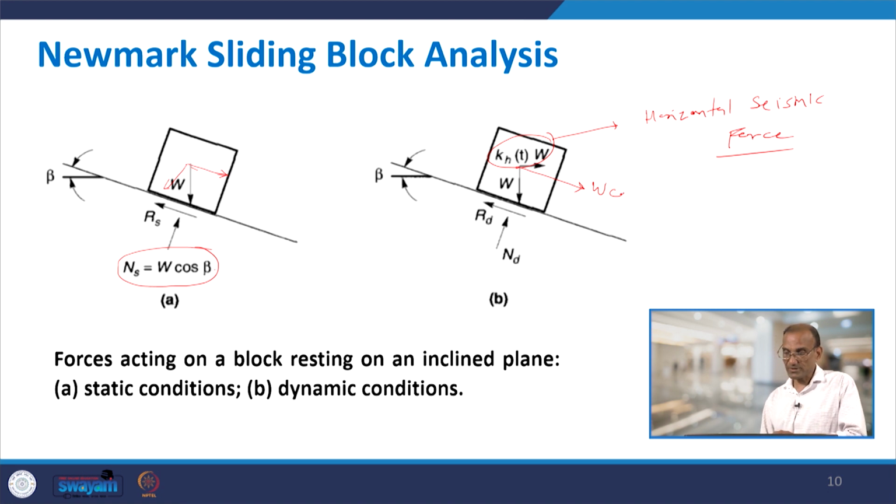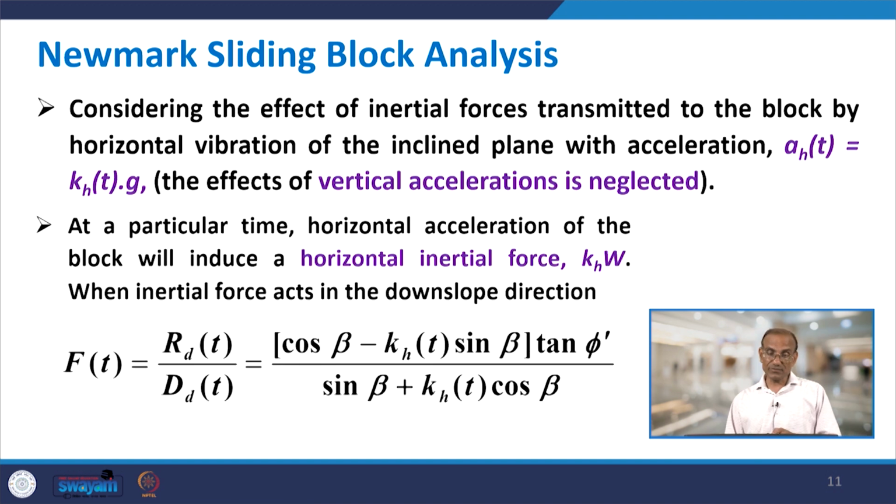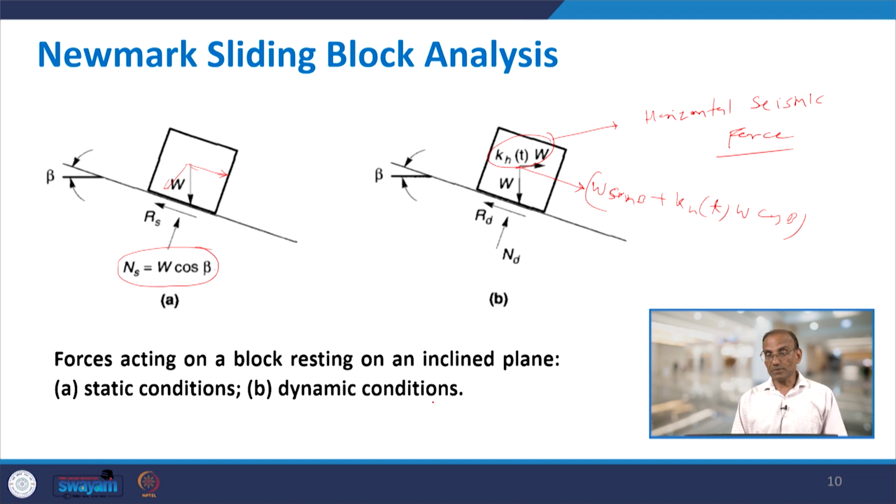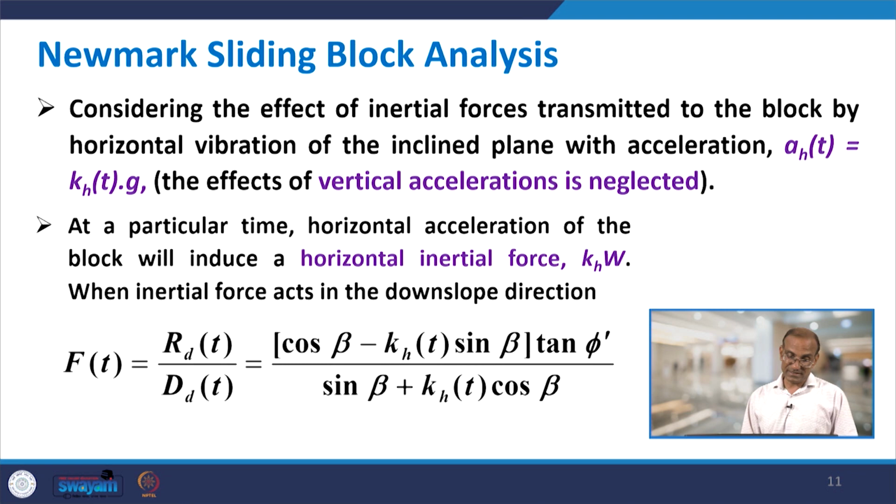and another one which will be W sin beta, plus kht into W cos beta. This will act in this direction and will create your driving force coming down here. On the top, the component of W acts this side, and another component acts upward, so you have two components, one this side and another perpendicular. As a result, the resisting force will decrease. So, in this dynamic case, the factor of safety equation becomes cos beta minus kht into sin beta, times tan phi, over sin beta.